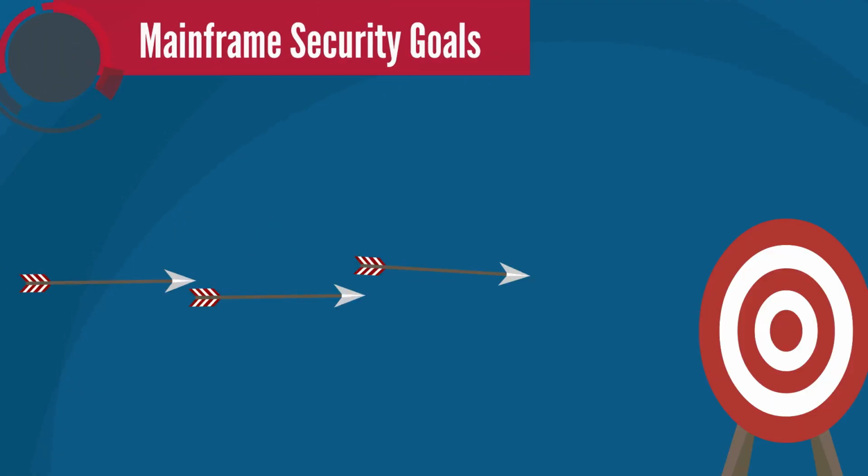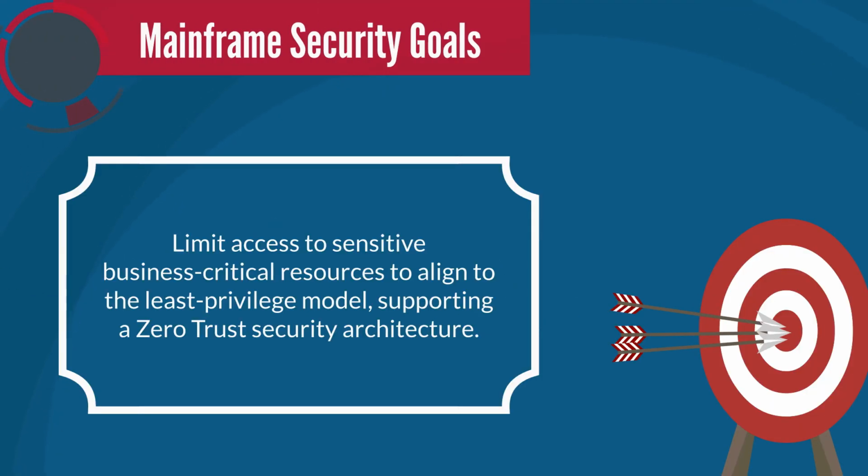One of a security administrator's primary goals is to limit access to business-critical resources to align to the least privilege model, supporting a zero-trust security architecture. The least privilege model is the practice of limiting a user's access rights to the minimum level that's required to perform his or her job function.